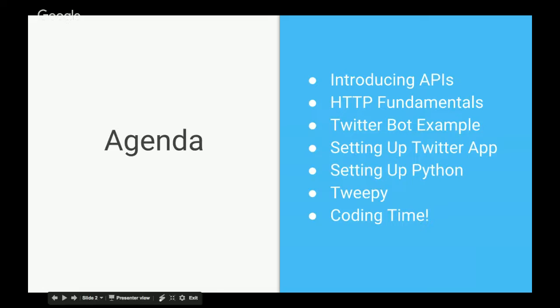First, we'll define what an API is. Then, we'll talk about HTTP requests and how they let us access an API. I'll show you Communism, my amusing Twitter bot. Next, we'll do the necessary setup to get you coding and discuss Tweepy. Finally, we'll get to building your first Twitter app.